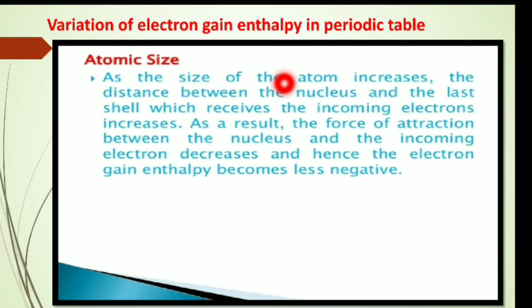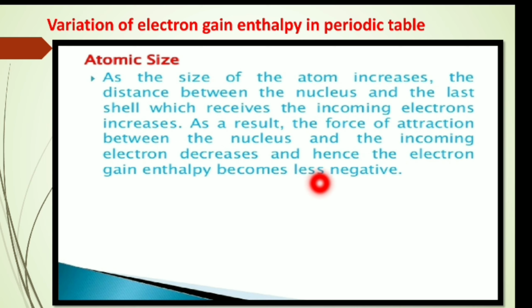As the size of the atom increases, the distance between the nucleus and the last shell that will receive the incoming electrons increases. As a result, the force of attraction between the nucleus and the incoming electron decreases, and hence the electron gain enthalpy becomes less negative. So from top to bottom in the periodic table, electron gain enthalpy becomes less negative.